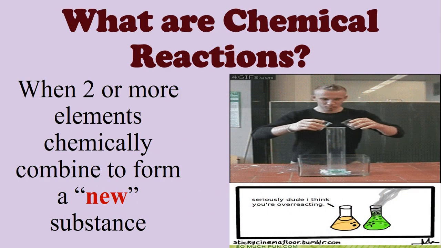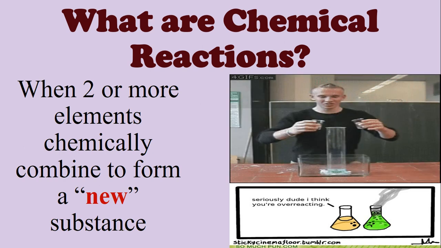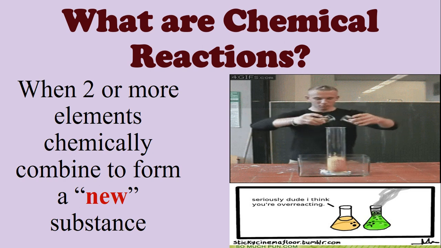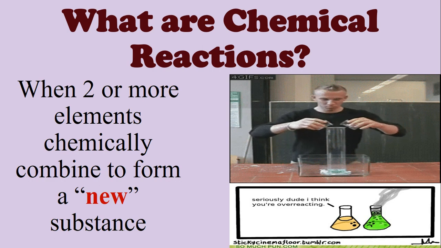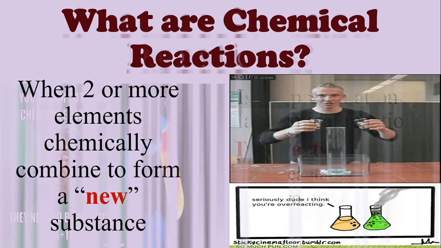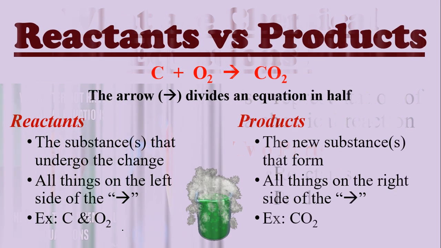So what is a chemical reaction? It's when two or more elements chemically combine to form a new substance. It's a chemical change, so new substances are going to form during chemical reactions. Now, what are chemical equations? This is how we represent the chemical reaction on paper. There are two parts to a chemical equation: the reactants and the products. So let's talk about them.